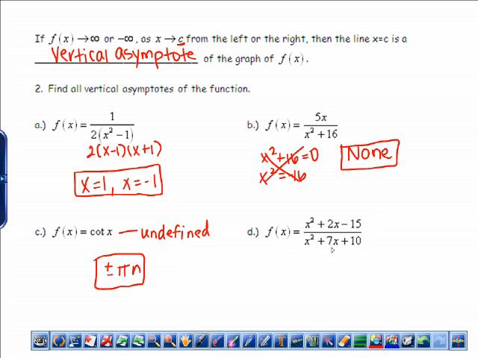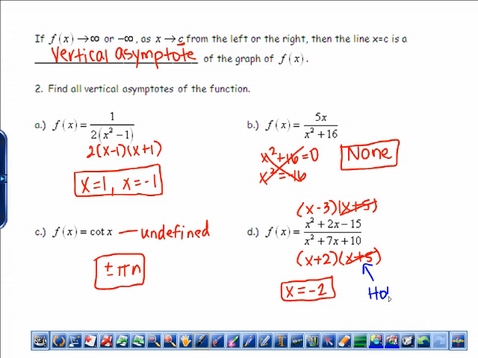Okay, what about this one? Is it enough to factor the denominator and say, oh, I have 2 vertical asymptotes? No, you have to factor that numerator as well. x minus 3, x plus 5. It looked like there were 2 vertical asymptotes, but when I go through and factor and cancel, I realize that this negative 5 is not a vertical asymptote, it's a hole. So my only vertical asymptote is at x equals negative 2, and instead I have something else going on right here. I have a hole.